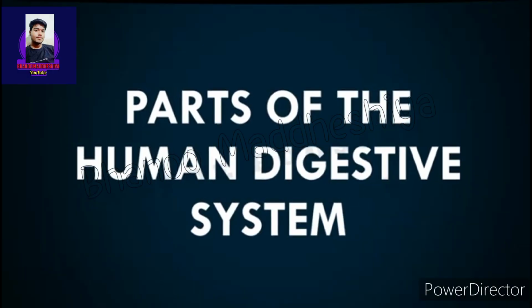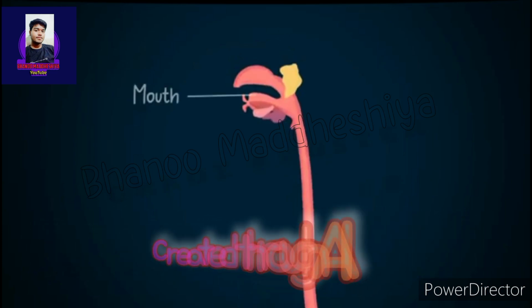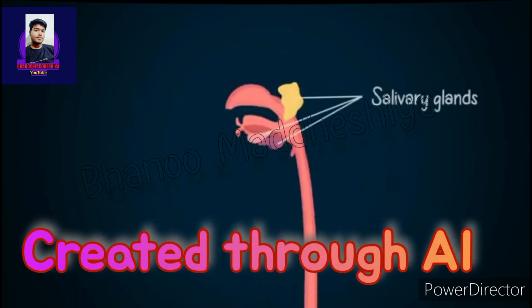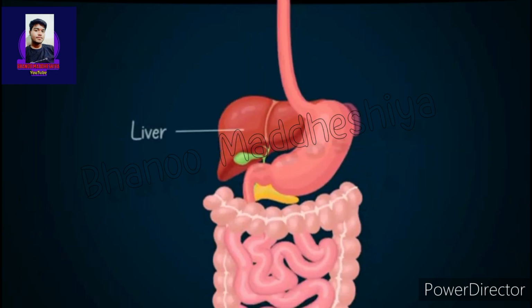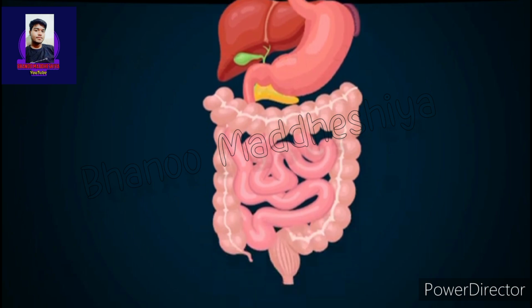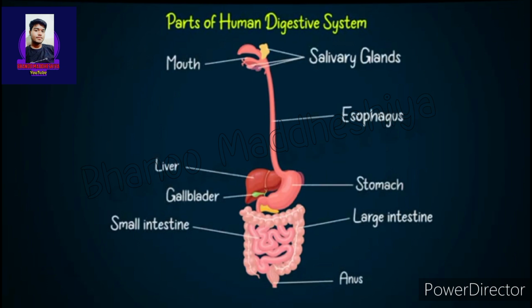Parts of the human digestive system. This is our digestive system. This is mouth. These are salivary glands. This is esophagus, stomach, liver, pancreas, gallbladder, small intestine, large intestine, and anus. These are the parts of our digestive system.